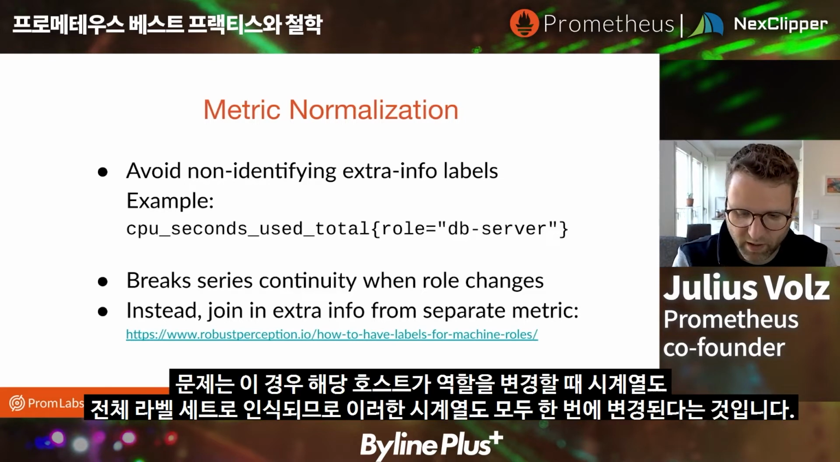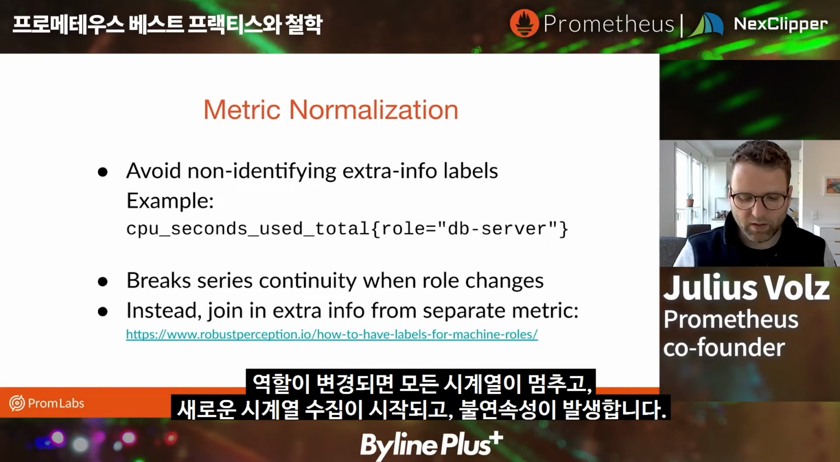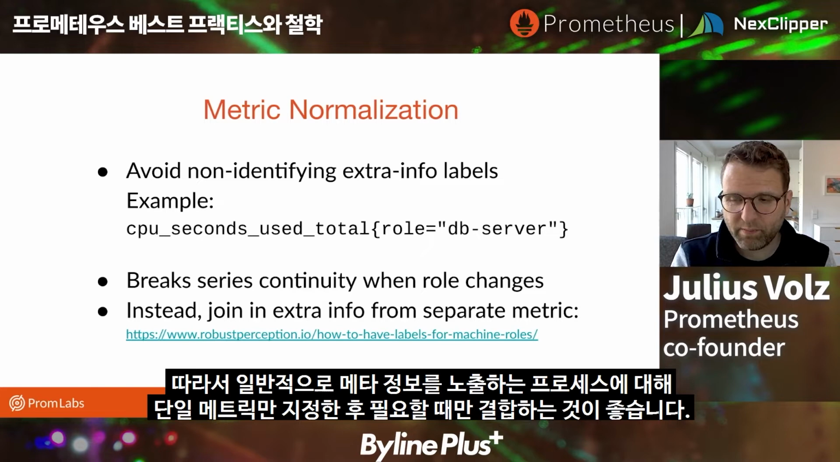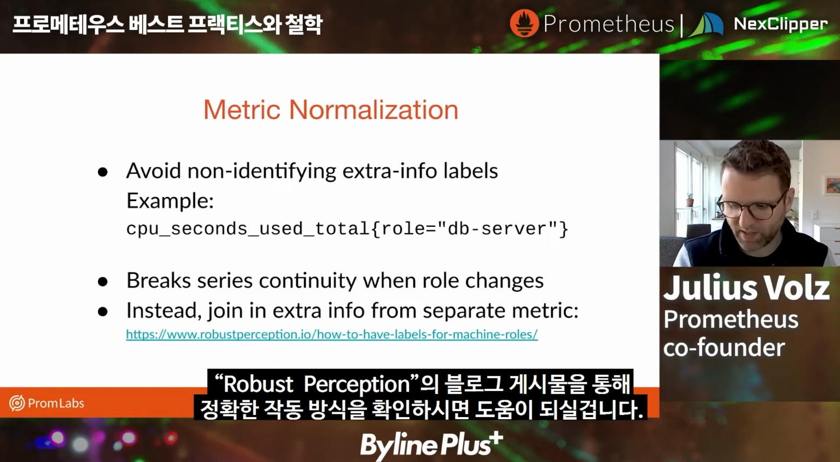The problem is when that host now, in this case, changes its role, then these time series also all change at once, because a time series is identified by its entire label set. So the time series now all stop in midair and the new ones begin also in midair, and there's a discontinuity and that breaks things like rates and other things that calculate over time. So in general, it's a better idea to have just a single metric on your process that exposes some meta information and then join it in only when you need it. Again, there's a helpful blog post by Robust Perception down there to tell you how exactly that works.